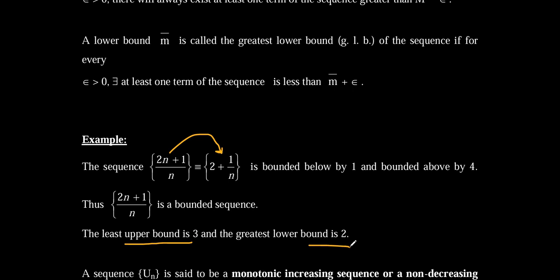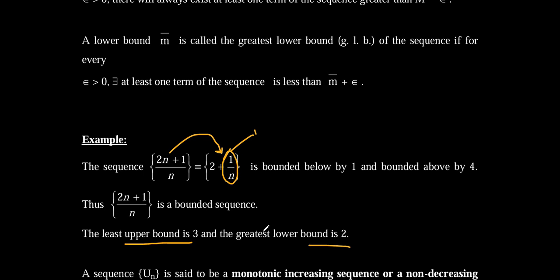Why? Remember that this part will continually approach 0 the more you increase n. So the largest value of this part is what? 1, when n is equal to 1. So it means that the least upper bound is 3. The sequence will never exceed 3, because when you go to n equals 2, you get 1 over 2, which is 0.5. 0.5 plus 2 is 2.5, which is less than 3. So if you try doing any more increments, you get values lesser and lesser than 3.